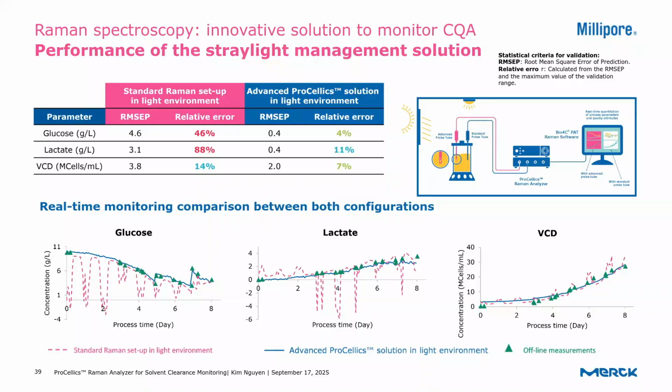For the regular probe, light interference distorts the Raman spectrum and creates big fluctuations in concentration for glucose and lactate. This data demonstrates that the light reduction probe has much better performance compared to the regular probe in a light environment, and its prediction value is comparable to offline measurement.